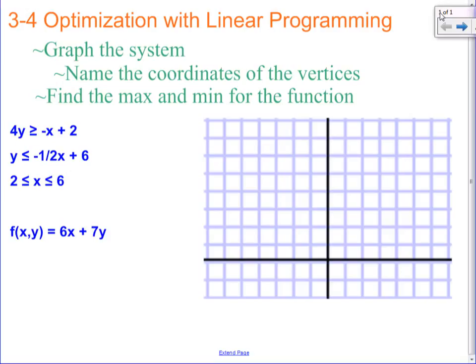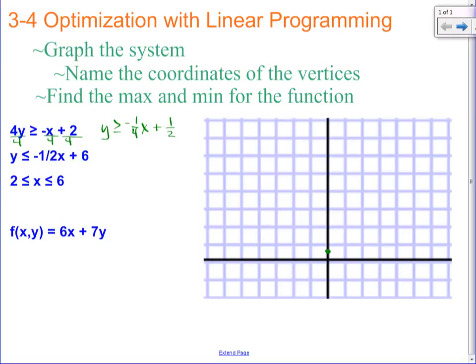Okay, so we're going to start with just stuff that we talked about in our last section. So we need to get this first one into slope-intercept form. So we're going to divide by 4 first. So we've got y greater than or equal to negative 1/4 x plus 1/2. Okay, and then we're going to graph this. We'll do this one in green. Okay, so we're going to start at 1/2.